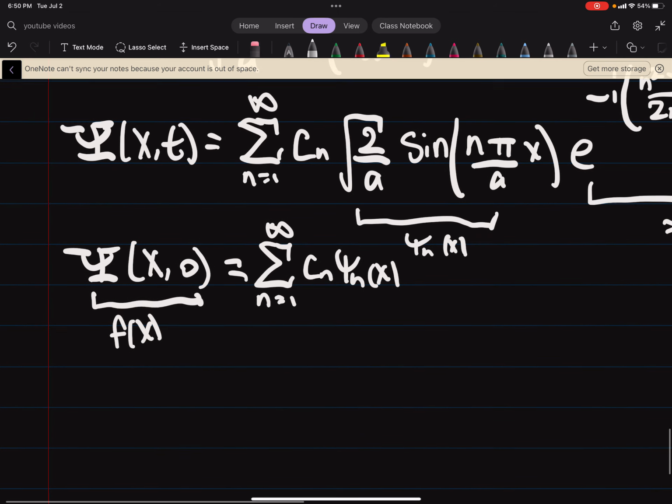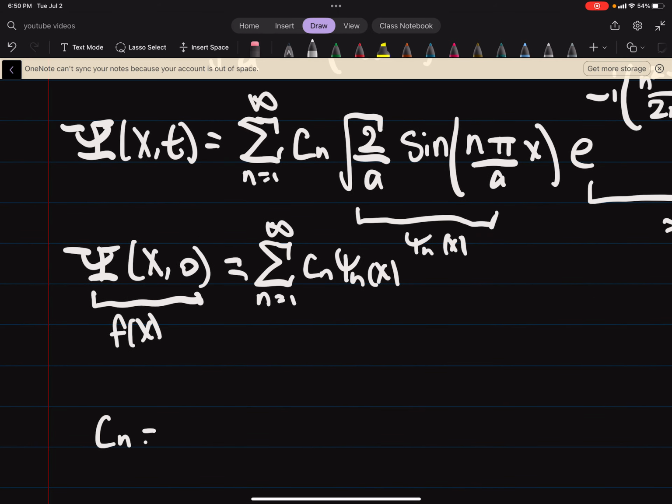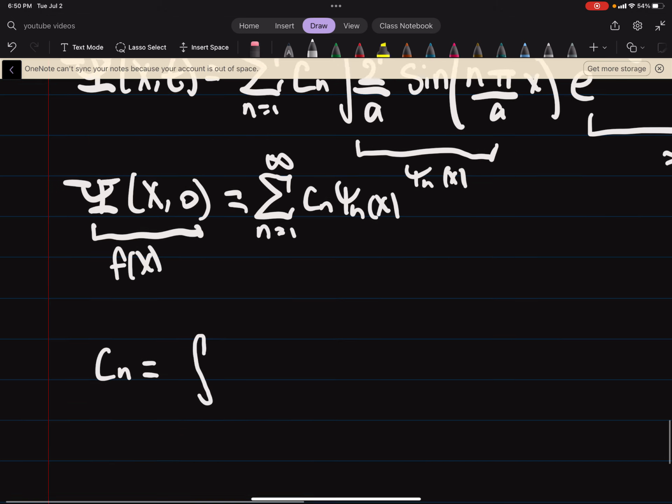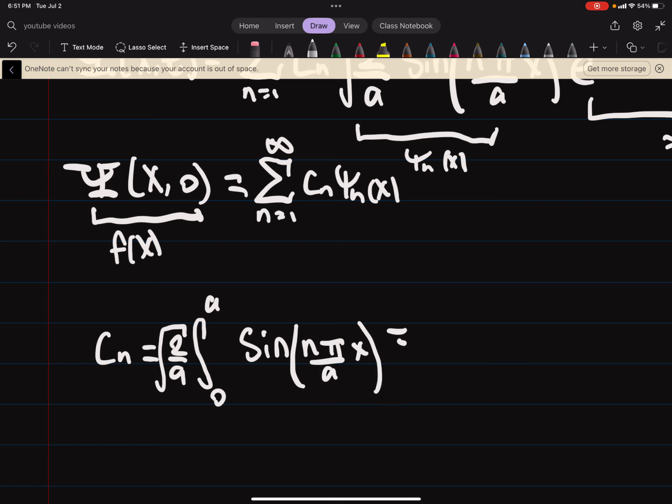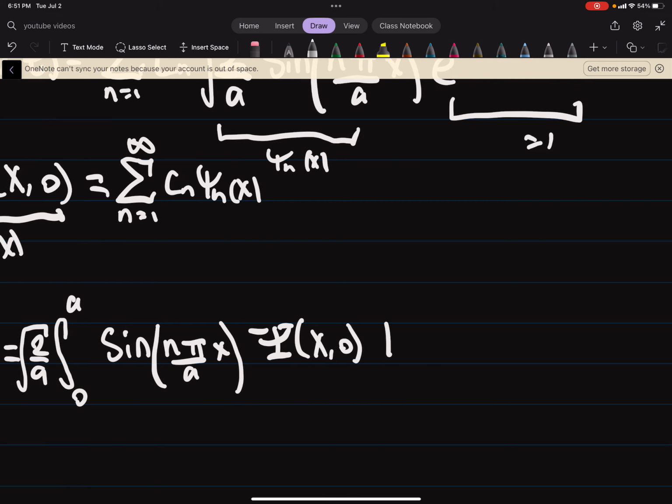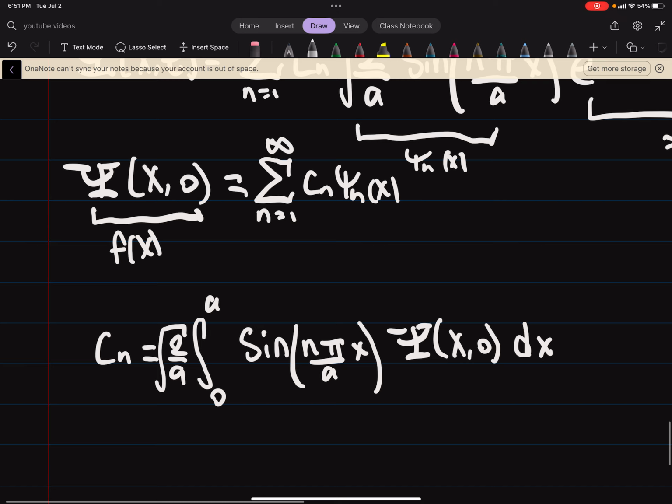So if we wanted to find these coefficients c sub n, we could follow that same pattern. We just integrate from 0 to a. There's our normalization constant out front. Psi sub n, pi over a x times our wave function. That's like your regular function. And then our psi sub m, or n because of the way our Kronecker delta works. And there you go. That's how you can get your c sub n's from that.